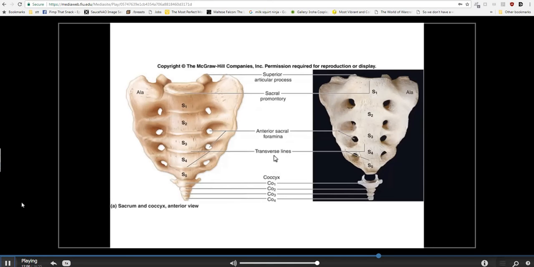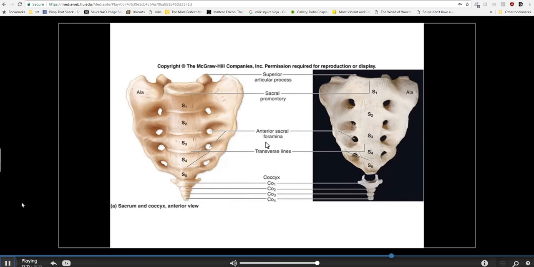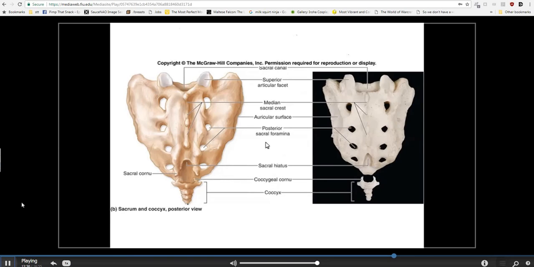Now, you also have a coccyx, vestigial tailbone. The coccyx is an attachment site for ligaments. To be more specific, the coccygeal ligament. Okay, we saw that ligament in the video of the spinal cord. And the sphincter muscles, and it is also a set of fused vertebrae that completes in adulthood. So here's an anterior view of the sacrum, posterior view.